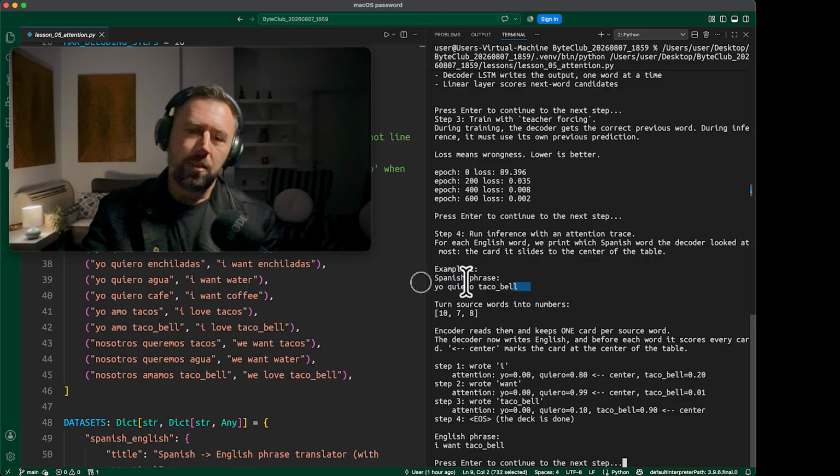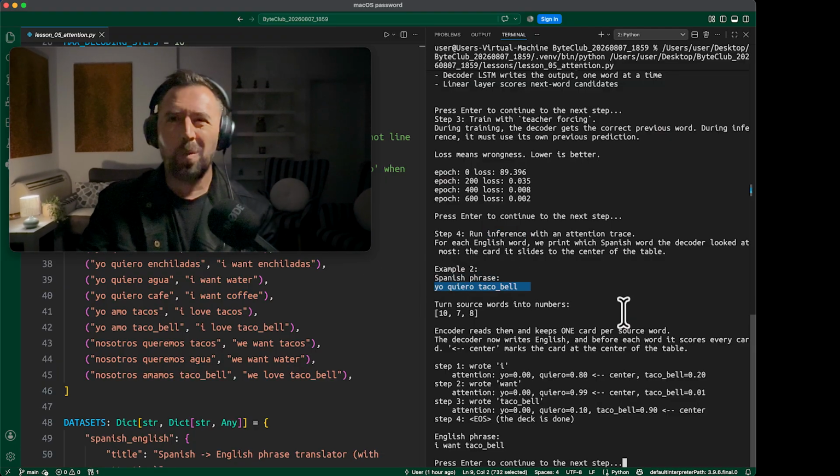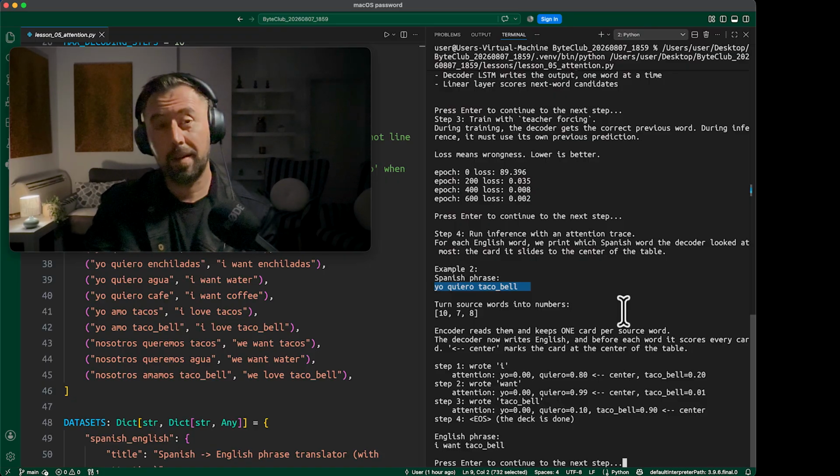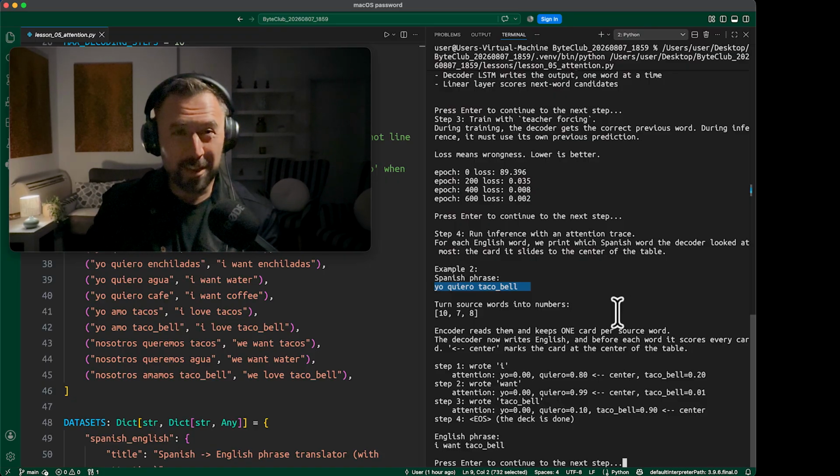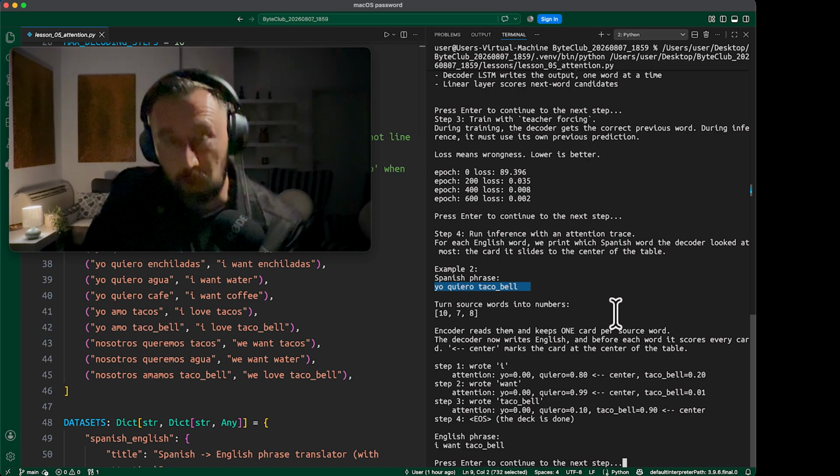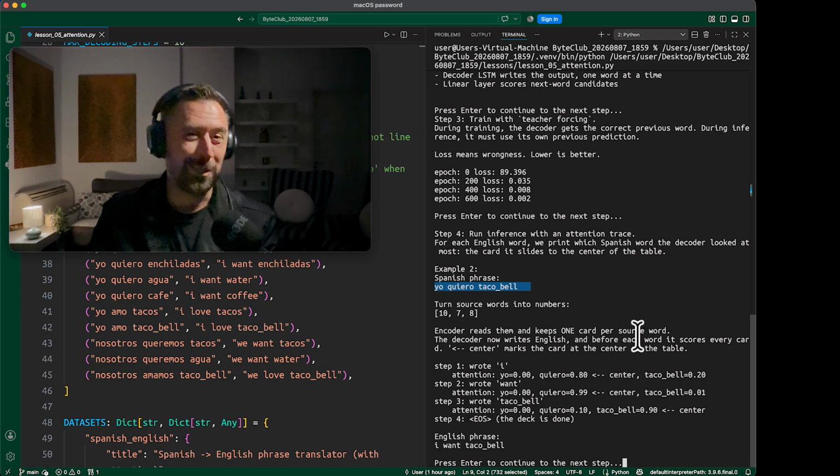So here we got Yo quiero Taco Bell. One of my teachers in high school was from Puerto Rico, and they don't say yo there, they say Joe, or at least she said Joe. And that's how she taught us, so sometimes that slips out in my Spanish.